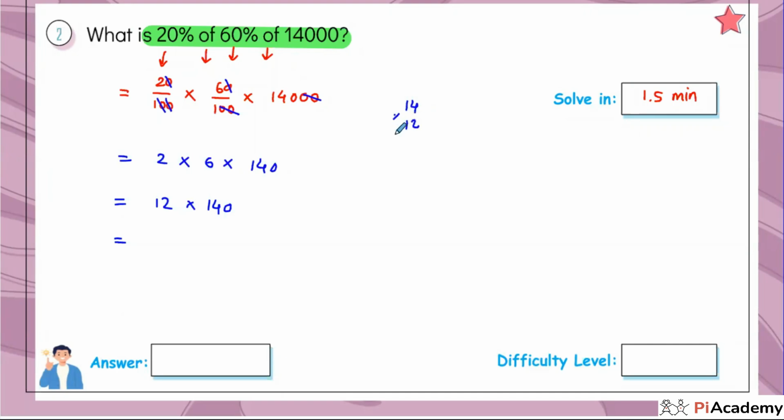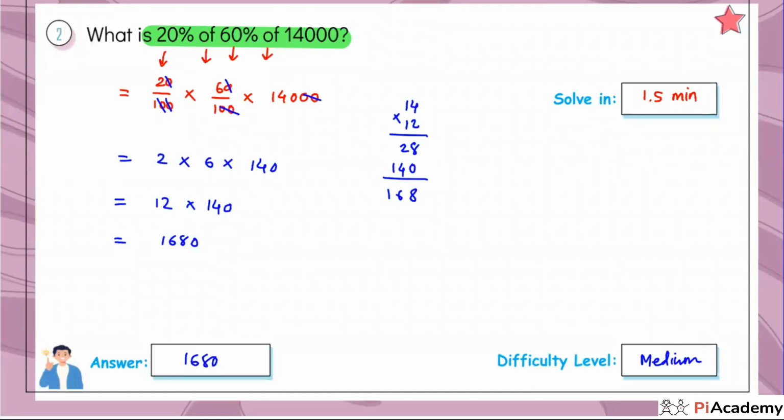Let's do this. As you can see, 14 times 2 is 28, and 14 times 1 is at the tens place, so it's 140. So it's 168. And at the end you have to add one more 0 because we have not considered it here, right? So the answer is 1680 for this question. And the difficulty level of this question was medium.